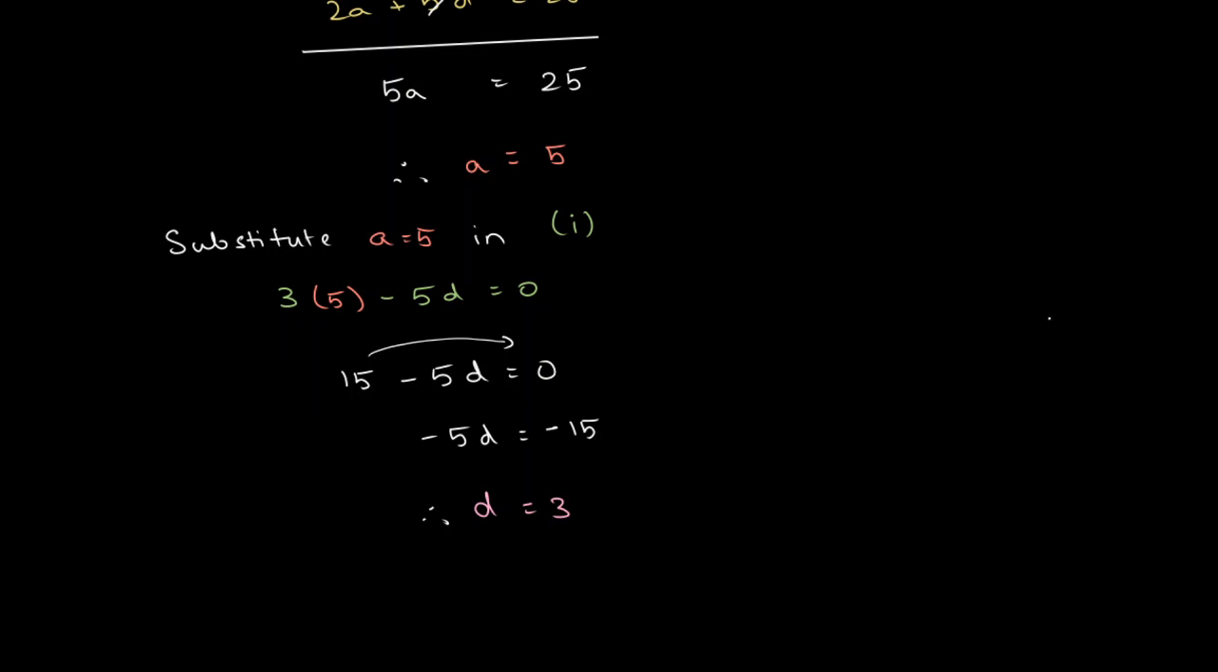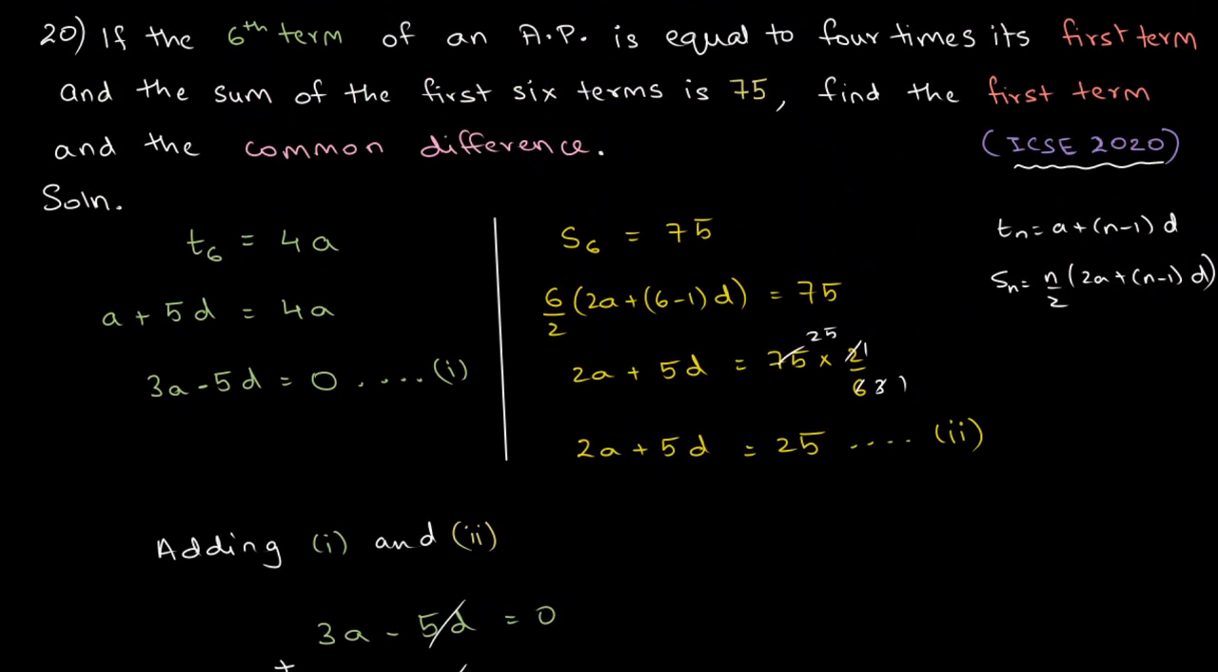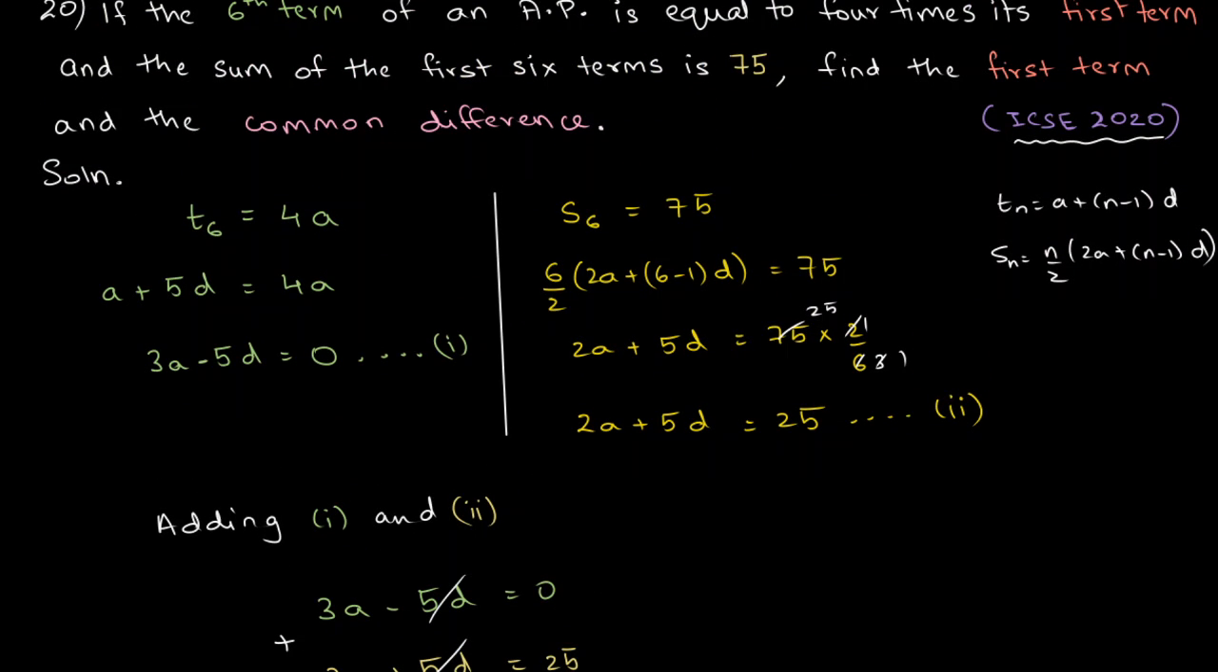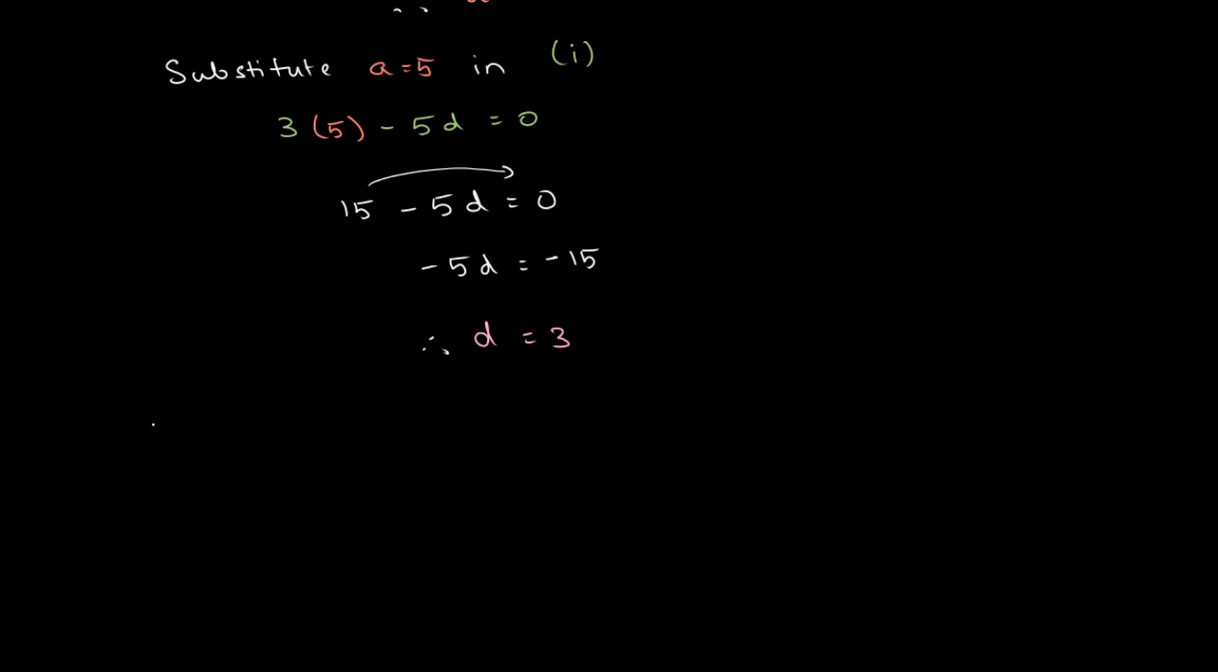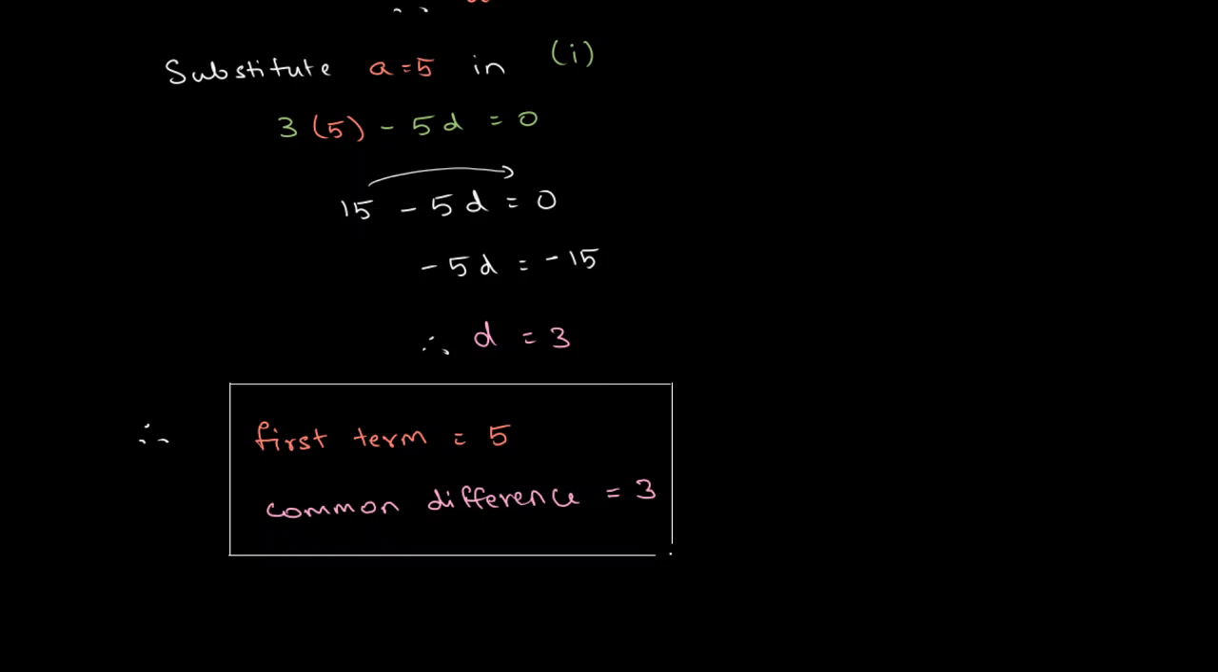And there you have it. I have the first term and the common difference, and that is what I believe they've asked us in the question. Find the first term and the common difference. So that's it. So my final answer is: the first term is equal to 5, that's what we found, and the common difference is equal to 3. This is my final answer.